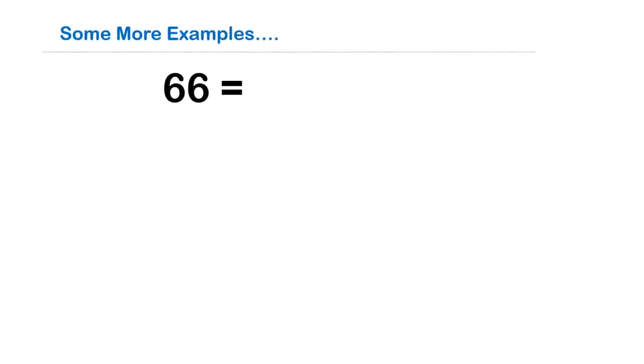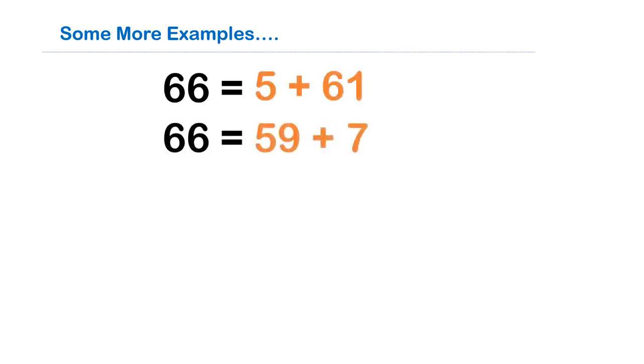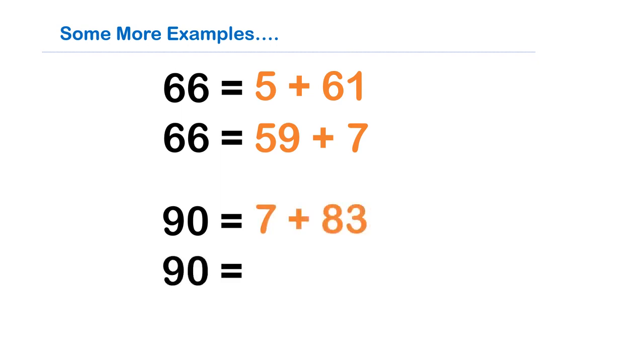We can write 66 as 5 plus 61 or 59 plus 7. Let us see another example, 90. So we will write 90 as 7 plus 83 or 11 plus 79.